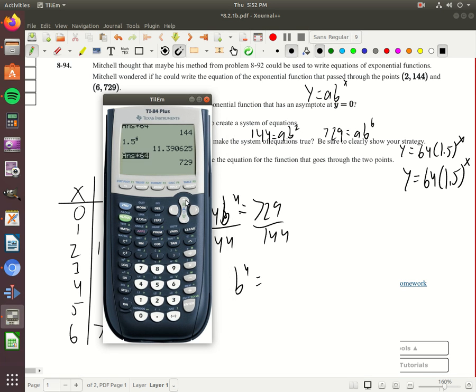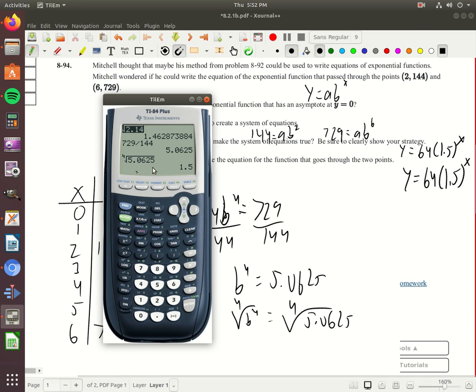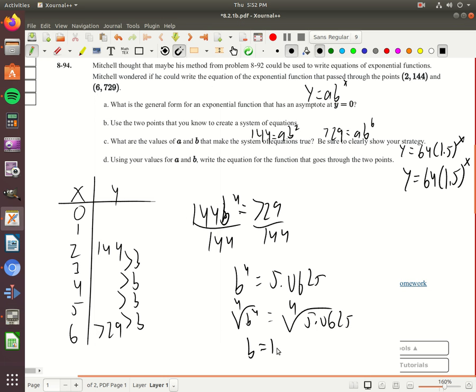I mean, we've literally already done this math. 729 divided by 144 is 5.0625. Then if I take the 4th root of both of these, I get 1.5. So we know our multiplier is 1.5.